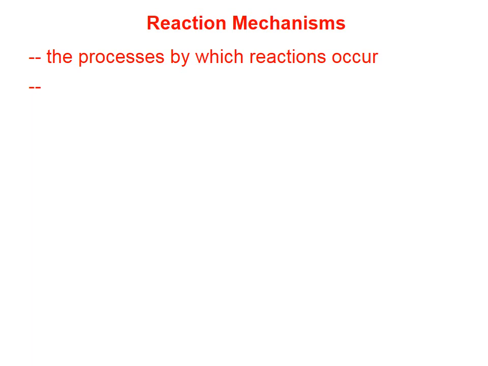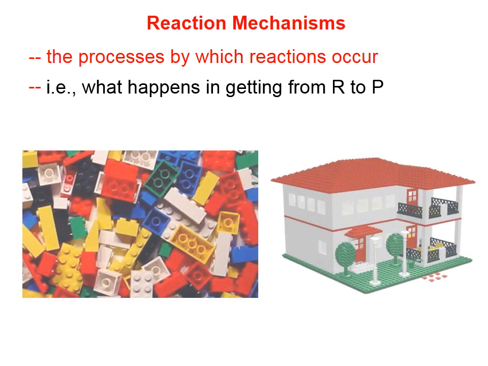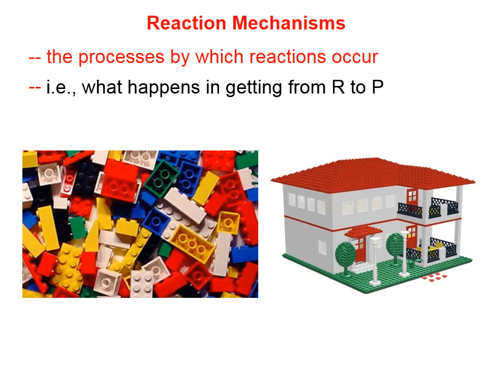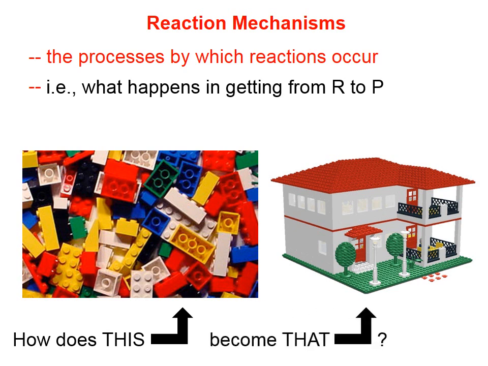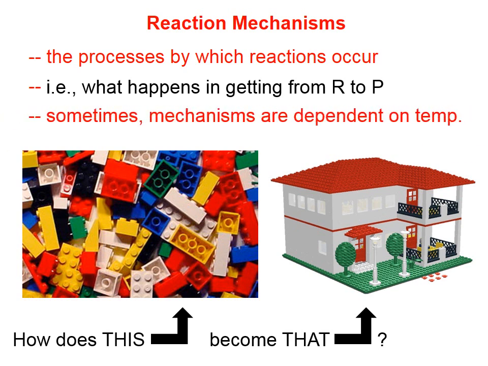Reaction mechanisms are the processes by which reactions occur. In other words, what happens in getting from the reactant state to the product state? If we give you an analogy here with Legos, how does this become that? What gets hooked together first? Then what? Then what? That's what we're talking about with a reaction mechanism.